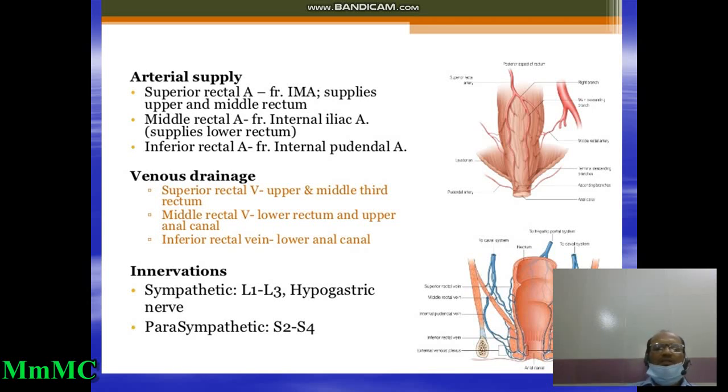Venous drainage is the same as arterial supply. Superior rectal vein drains the upper and middle third of the rectum. Middle rectal vein, lower rectum and upper anal canal. Inferior rectal vein drains the lower anal canal. আমরা যদি nerve supply, sympathetic and parasympathetic. Sympathetic L1 to L3, through the hypogastric nerve. Parasympathetic sacral 2, 3 and 4.